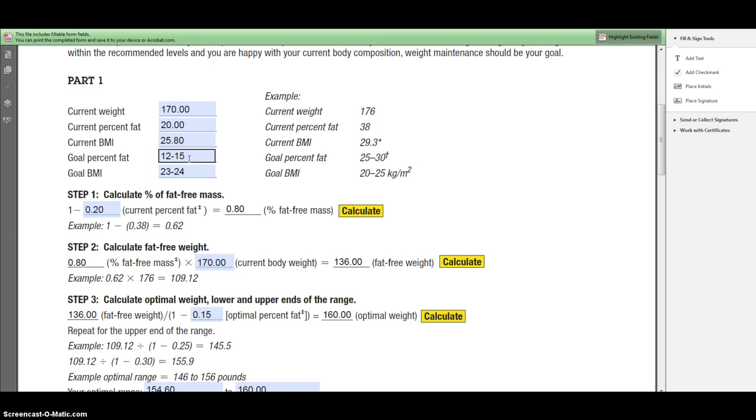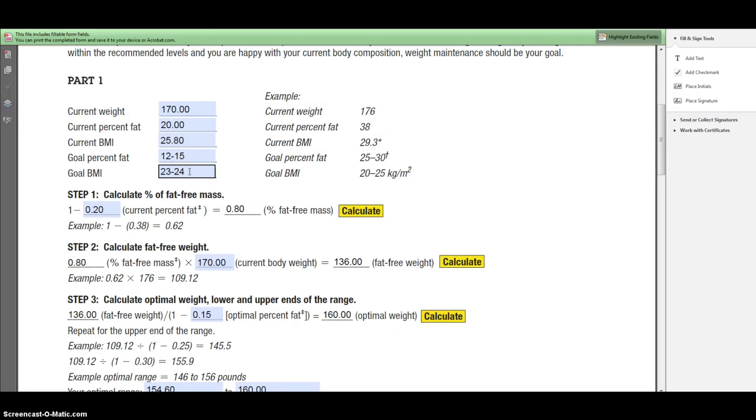We went ahead and we set a goal. So in this case, I set a goal of 12 to 15% body fat, and that was from page 145. If you look in that first and second column, you can determine what the ideal body fat range is for you, whether you're going with general, public health, or athletic standards. And then the same thing with BMI.